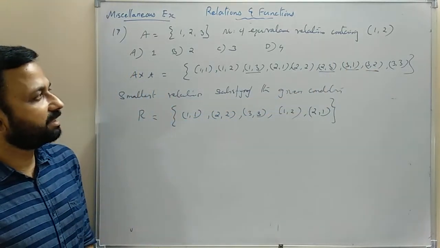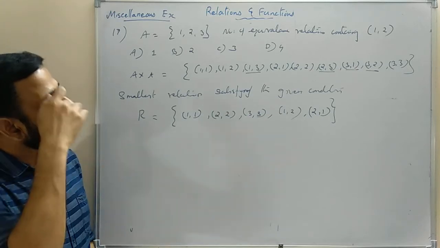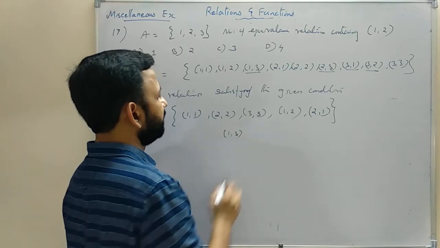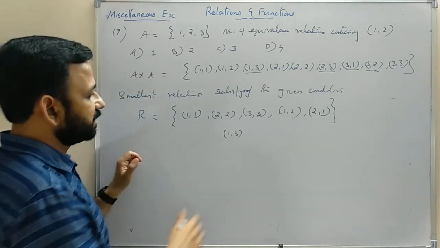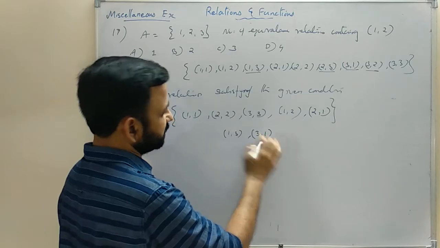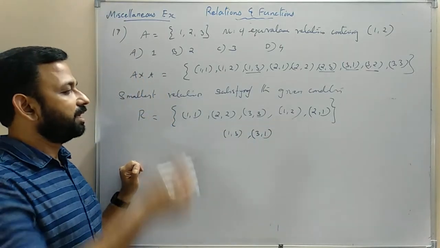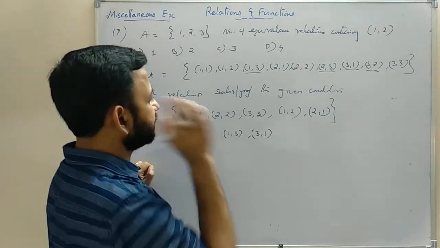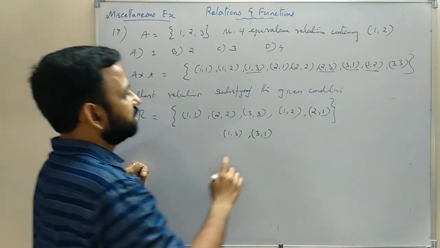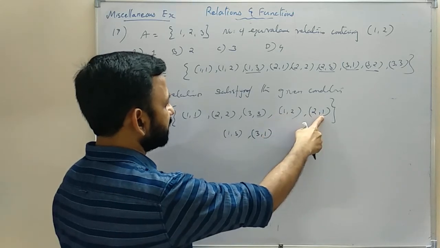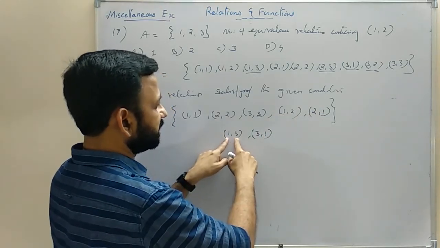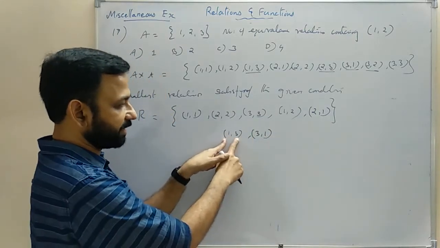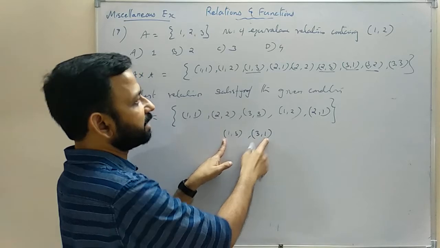So when we add one of them, suppose we are adding ordered pair (1, 3), then ordered pair (3, 1) should be there because it is an equivalence relation, and it should be transitive also. So (2, 1) is there, then (1, 3) is there, then (2, 3) should be there because it is transitive. In case you are adding ordered pair (1, 3) here, then (3, 1) should be there because it is symmetric.